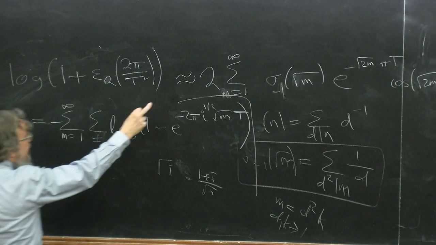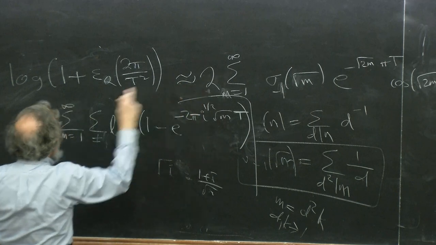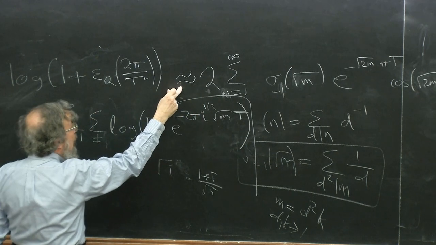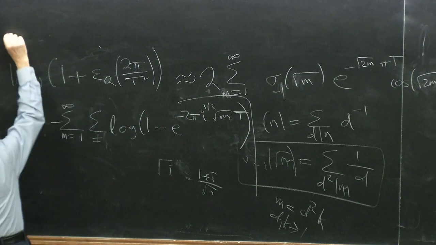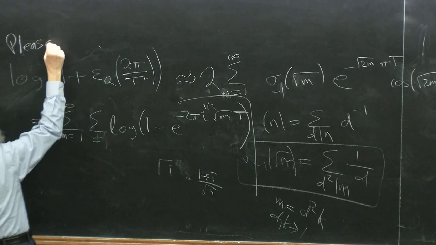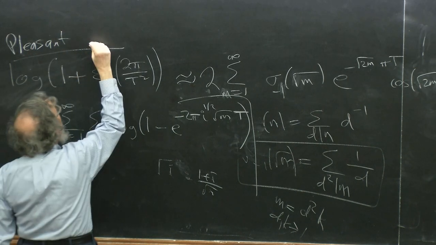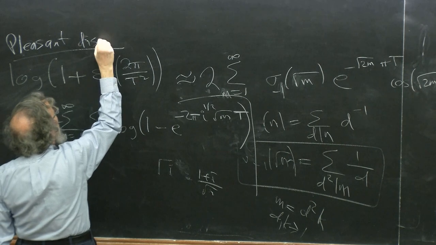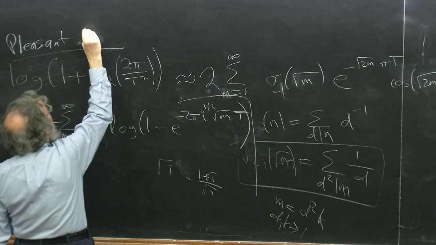But now, this equality is that this infinite sum converges and is equal to that. This was to all orders. But actually, a big surprise for me, except that, as I said, I discovered that Hardy and Ramanujan had found that a century earlier. Big surprise, pleasant discovery.